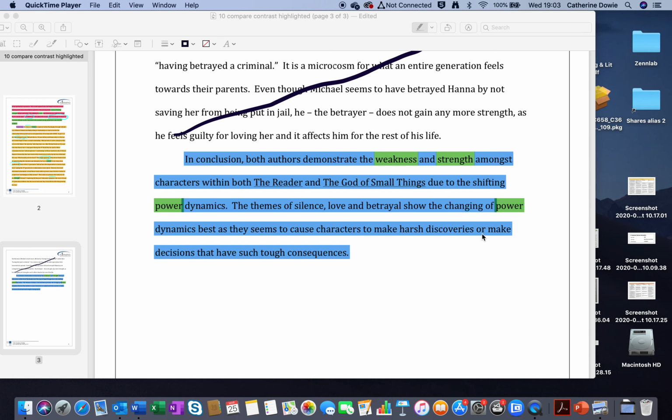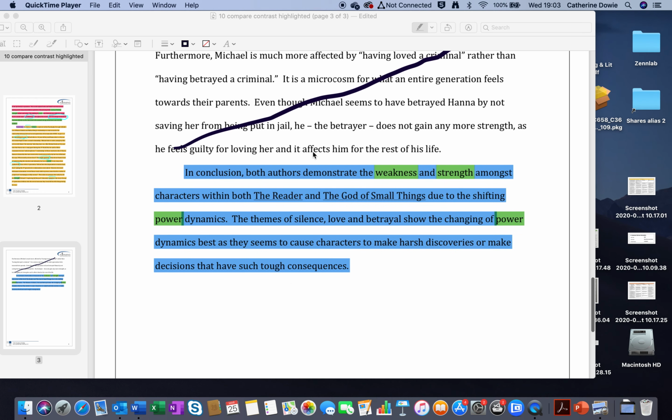So when you write your literature essay, do try to use as many comparative sentences as you can, as well as constantly linking back to your chosen question. Right, I hope that helps.